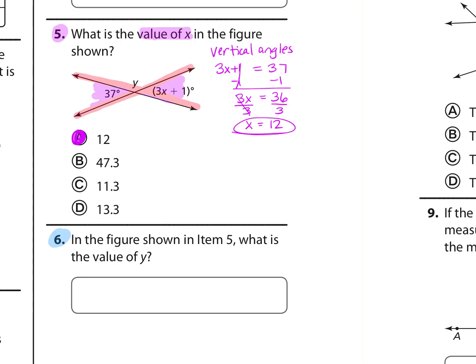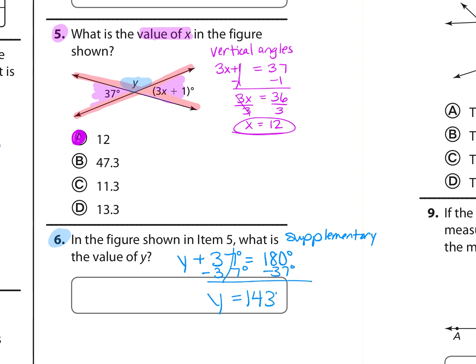Problem number 6 says in the figure shown in item 5, what's the value of y? So we want to know this value of y. What we do know is that y plus 37 is equal to 180 degrees. And that's because they are supplementary. They form a straight angle. So when I subtract 37 from both sides, I get that y is equal to 143 degrees.